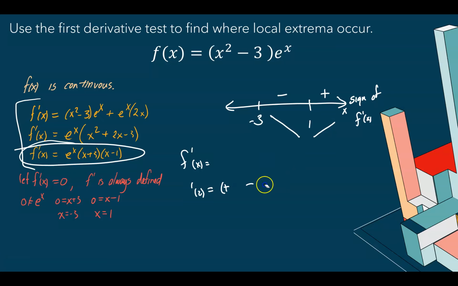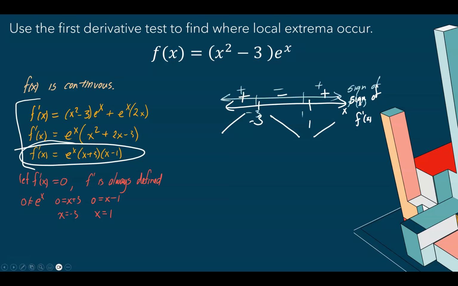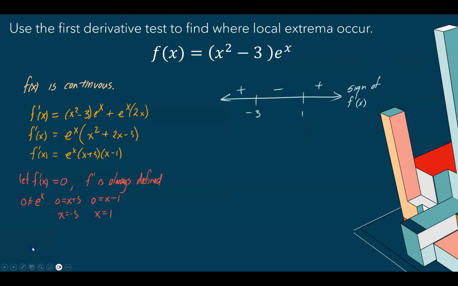So while I'm erasing, we'll keep looking at that factored form of f prime, and if we choose a number less than negative 3, like negative 10, e to the negative 10 is positive. Negative 10 plus 3 is negative. Negative 10 minus 1 is negative. Negative times a negative is positive. So that's how we come up with that sign chart. Okay, get rid of all that junk.